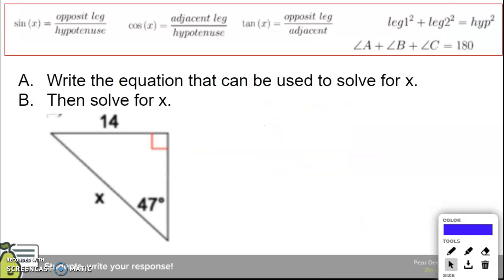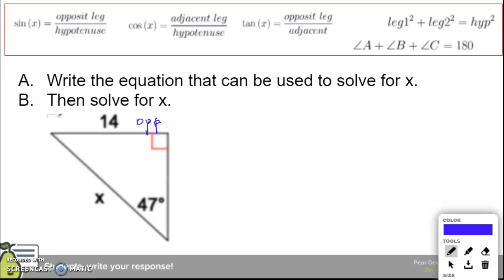Okay, next problem. Write the equation that can be used to solve for x, then solve for x. What are we given? We're given an angle measure and two sides, one of which is unknown. That's what we're trying to figure out. In this case, we're given an angle and two sides. That means we can use one of the trig ratios. And this is the reference angle. From here, this is across from the reference angle. So this is my opposite.